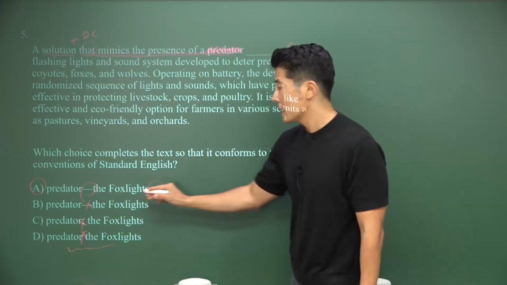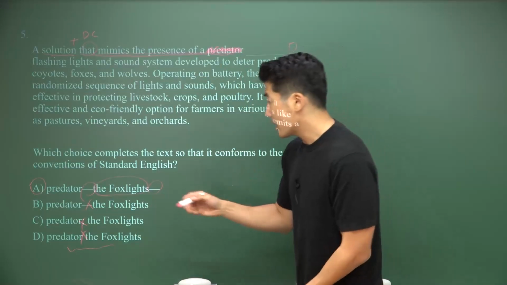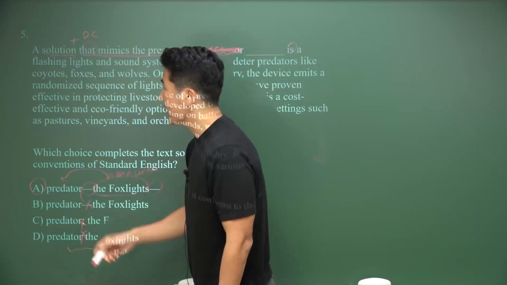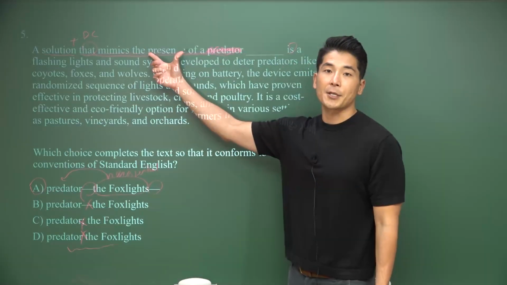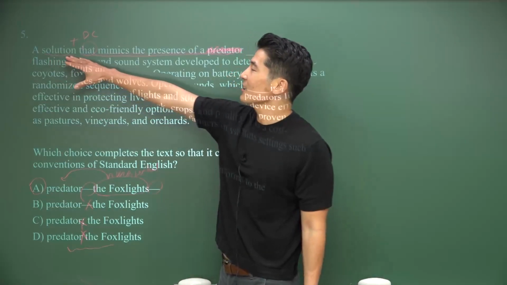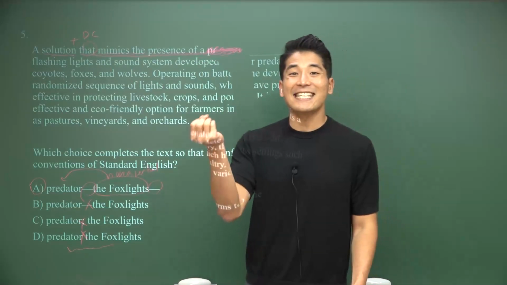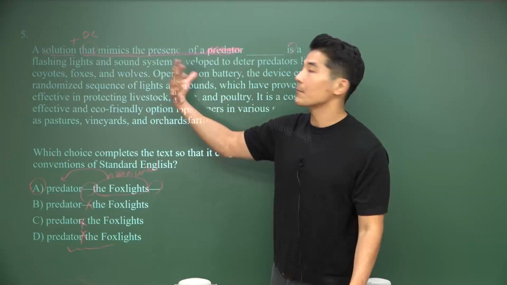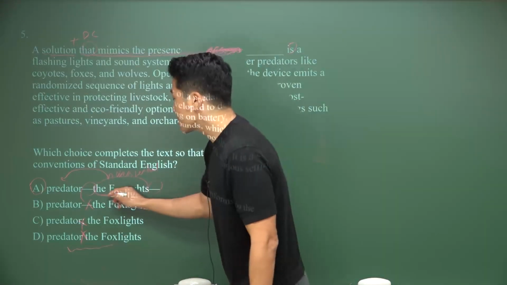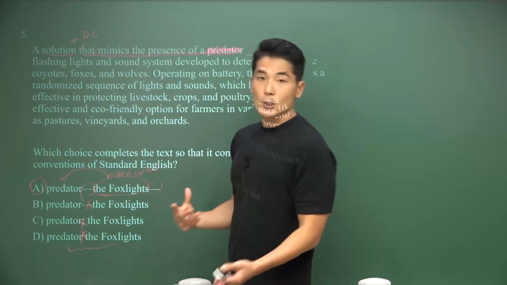Now, the second thing is to check the information in between the two dashes. This is non-essential information, and its job is to clarify something about the previous information. So really, the fox lights is giving you the name of this solution. Basically, the fox lights is the name for the solution that imitates the presence of a predator, simply put. And so we know that that also is logically correct, thereby making answer choice A the correct answer.